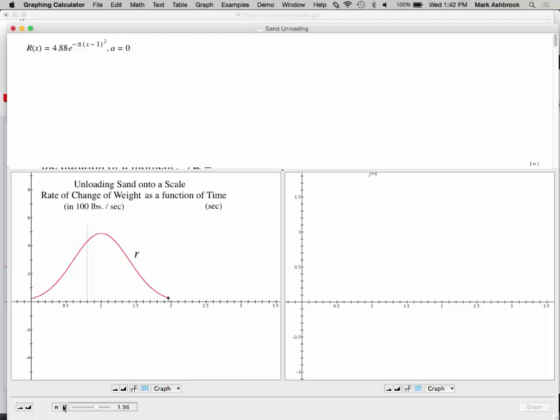Okay, and you can imagine, if you dumped a truck, that's kind of how it would be, right? You'd have a little sand at first, and then most of it would fall, and then there would be a little bit left at the end, falling off, right? So that is showing that rate of change. Okay, so I have some questions for you.